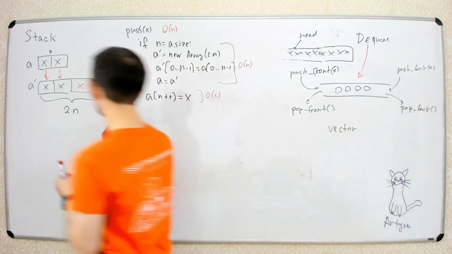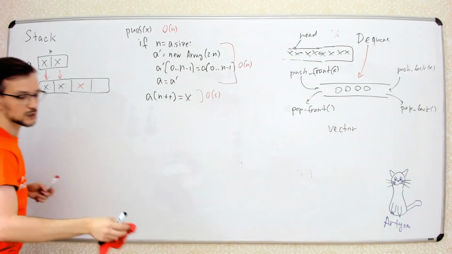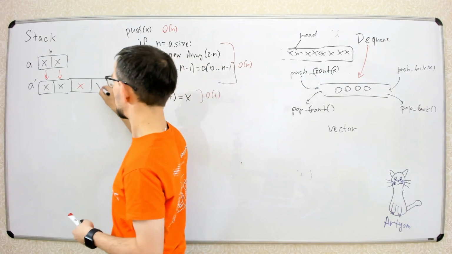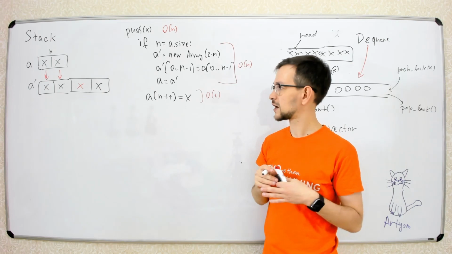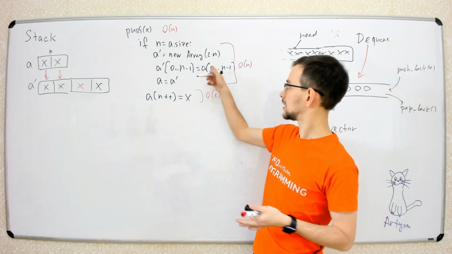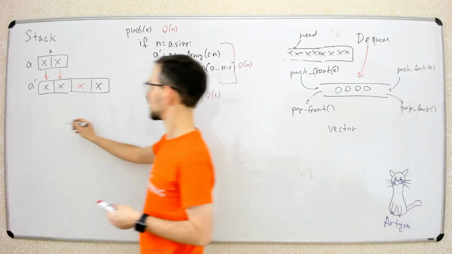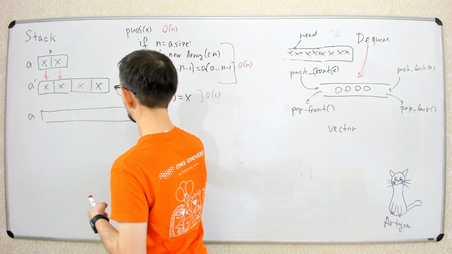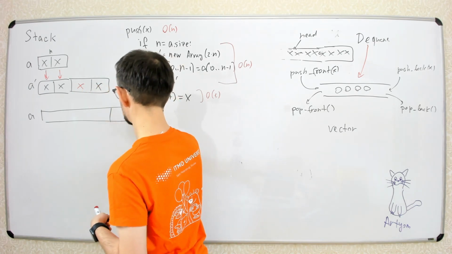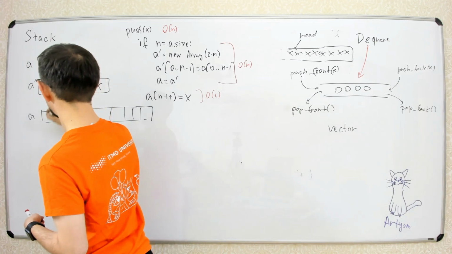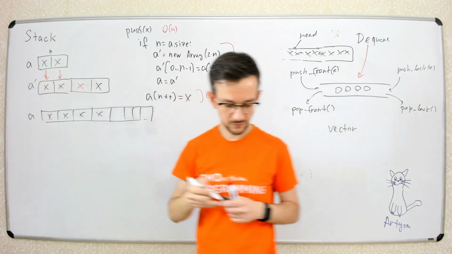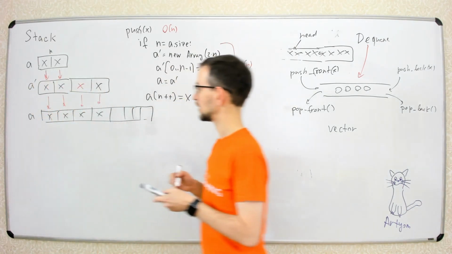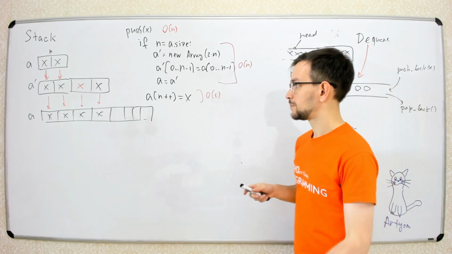Let's think about it. So what happens here? You increase the size of the array to 4. Now you add these two elements to the stack, and then you need another expansion of the array. So you create another array of 8 elements. You copy these elements here. And so on. So the picture is like this.